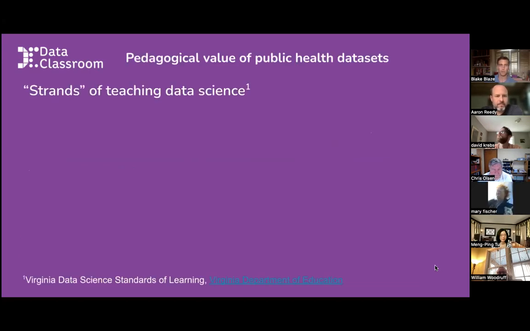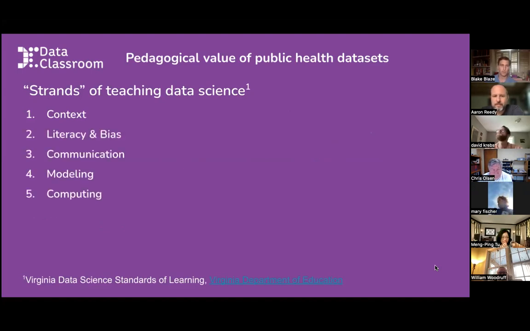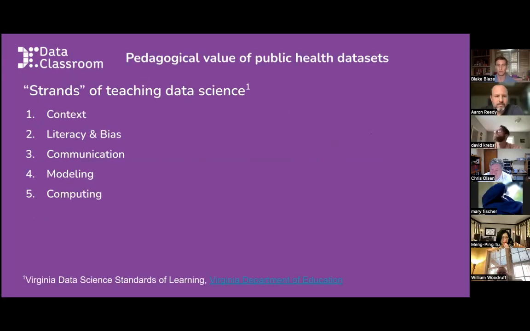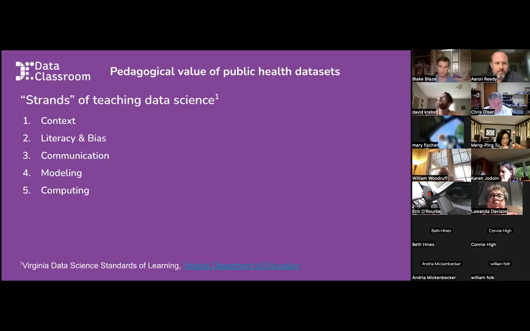So first, why are we focusing on public health? In the Virginia Data Science Standards of Learning, they identify 5 strands of teaching data science. While this isn't the be-all end-all to teaching data science, it is helpful to organize our thinking in how we communicate the important aspects of data science to students. Those 5 strands are context, literacy and bias, data communication, data modeling, and data computing.